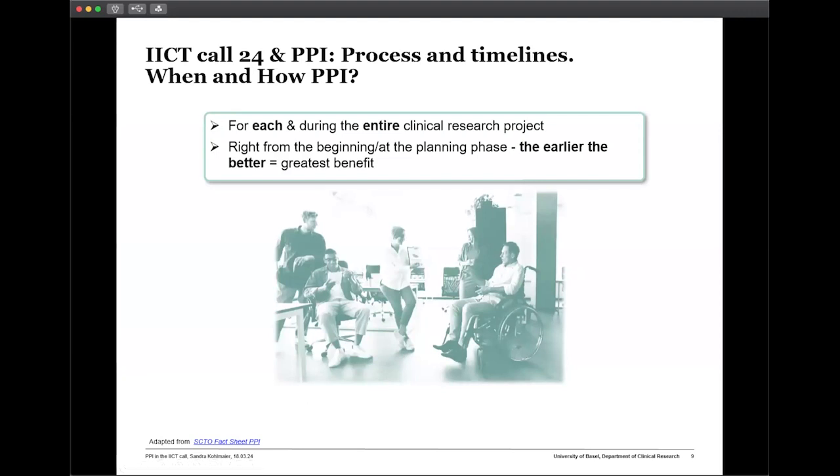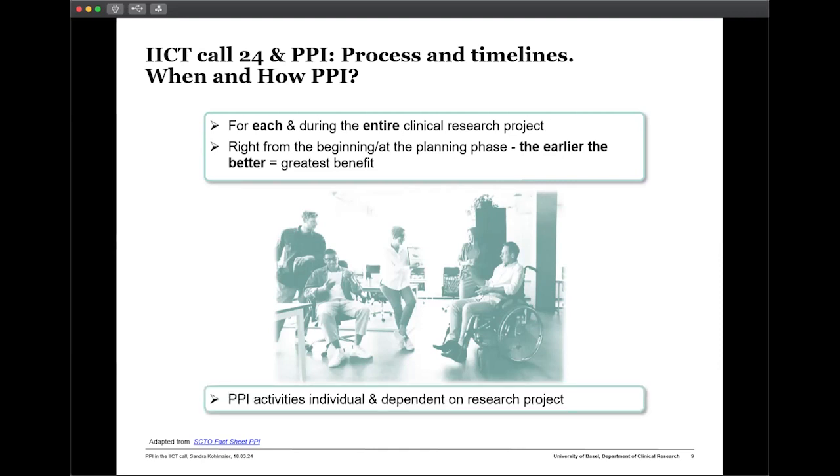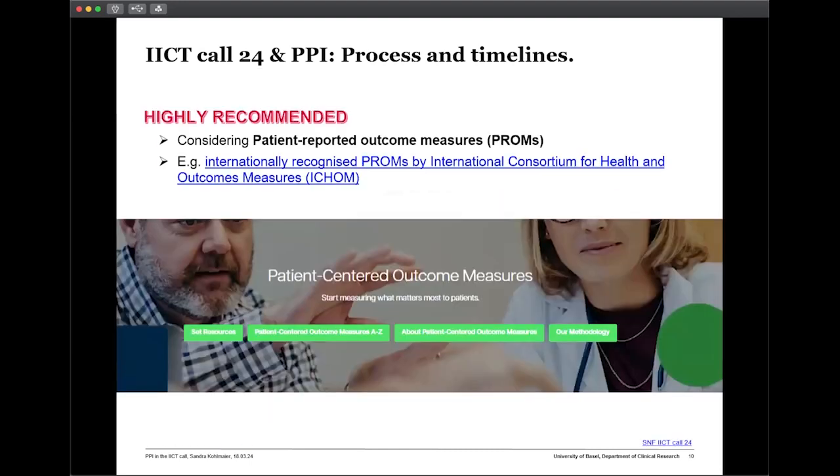because this is really key that, first of all, sometimes we get question, yeah, but in our project, I think PPI, we don't need it. But we really can force this, saying that it's actually possible, and at least from our point of view, needed for each project and during the entire research project. So, and the earlier you start with it, so in the beginning and in the planning phase, as you have mentioned it in the chat, you get the best benefit out of it for your research project. And what kind of activities really depend on your research project. So there is no step by step. It's very individual, and it really depends on your research project, what kind of activities make most sense.